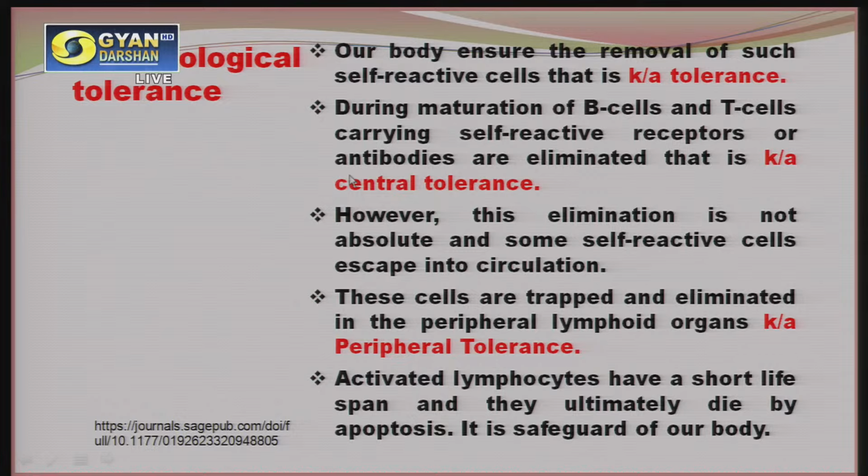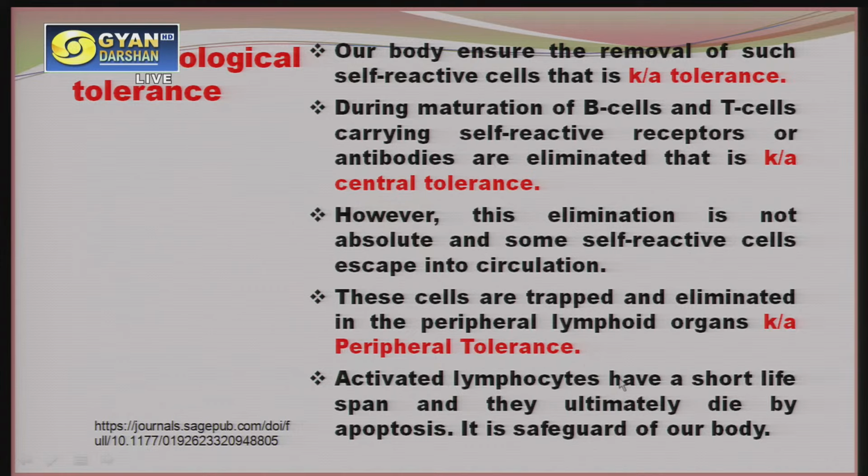and that is known as central tolerance. So it is a very important mechanism. It will act as a self-guard of our bodies. In this case, the cells that have self-reactive receptors would be eliminated. However, this elimination is not absolute, and some self-reactive cells escape into the circulation. These cells are trapped and eliminated in the peripheral lymphoid organs, known as peripheral tolerance.